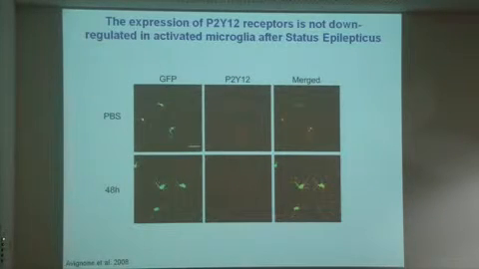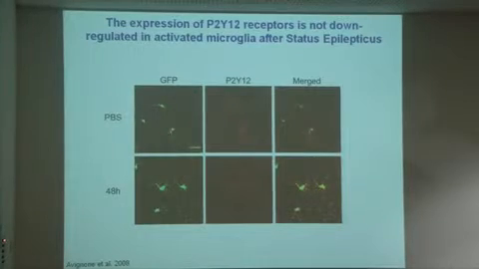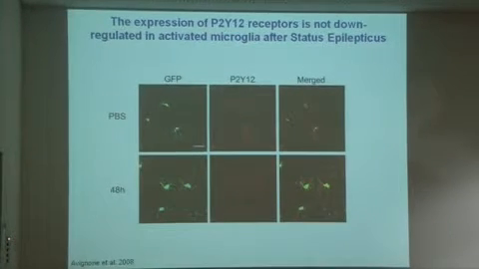So we obtained the antibody from David Julius, and we did the same experiments on our preparation, on our model. And you see that in the control animal, we have a nice labeling of P2Y12 restricted to the microglial cells. But then upon activation of those cells in the epileptic hippocampus, we still see a strong immunostaining in activated microglial cells.